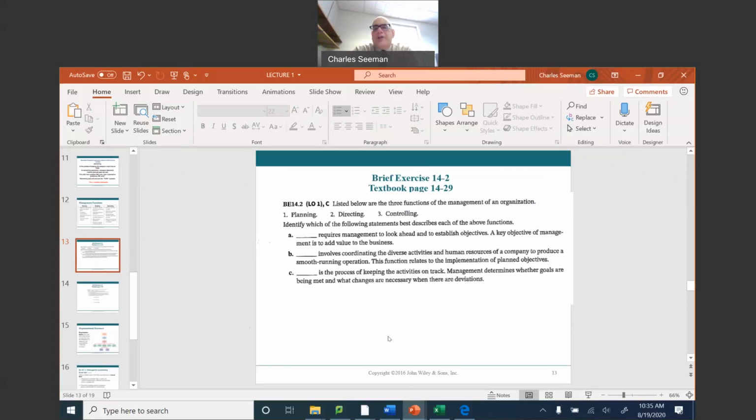B involves coordinating diverse activities and human resources of a company to produce a smooth running operation. This function relates to the implementation of planned objectives. Is that planning, directing, or controlling? Think to yourself.